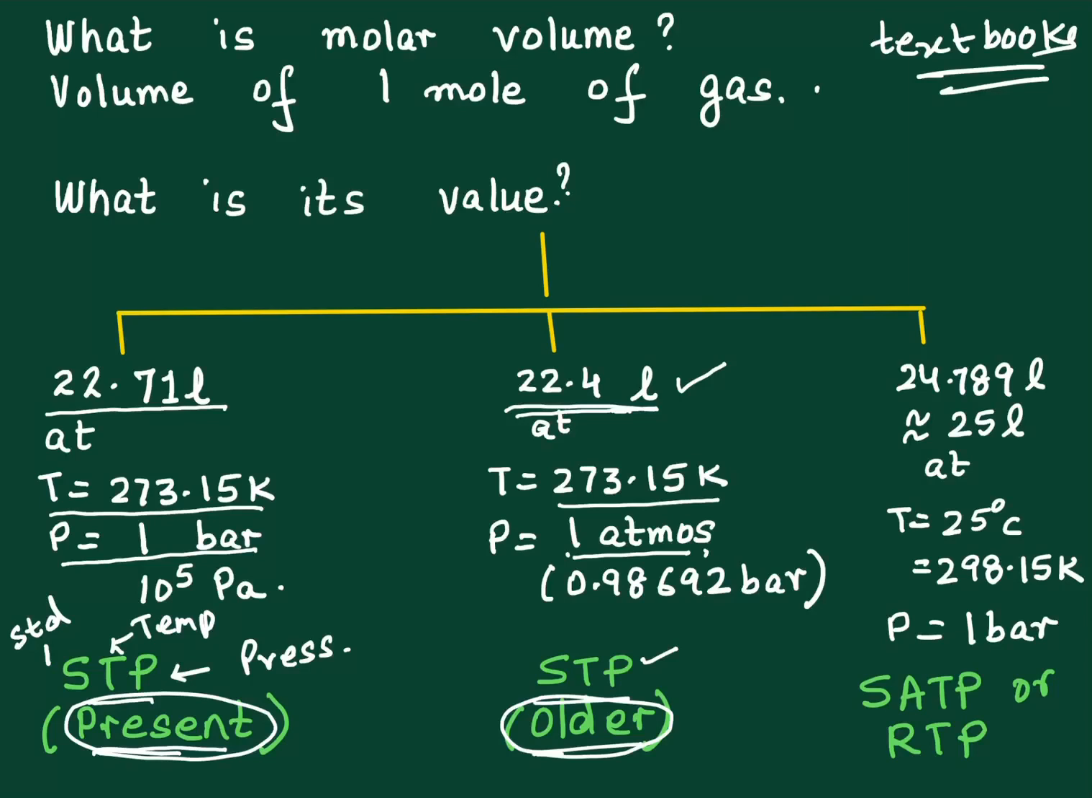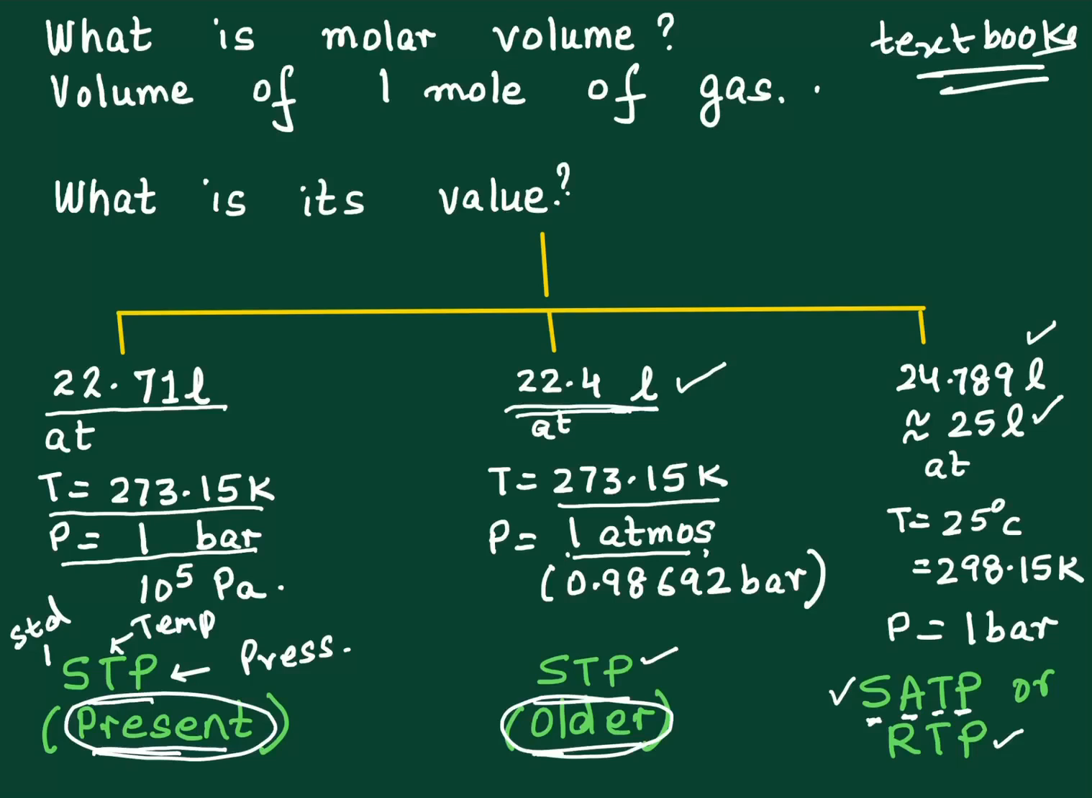There's another value that I have come across. Some of the curriculum, they choose the standard molar volume as 25 liters, more exact 24.789 liters. Why? What is the difference that they take? They take the RTP, that is room temperature and pressure conditions, or SATP. SATP standing for standard ambient temperature and pressure conditions.